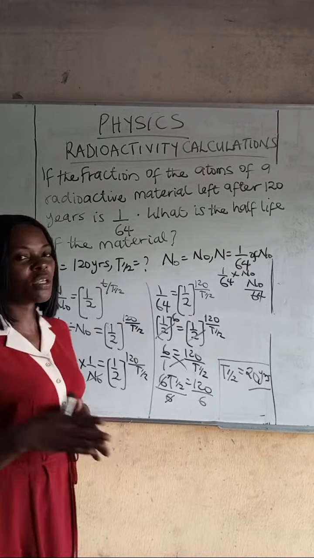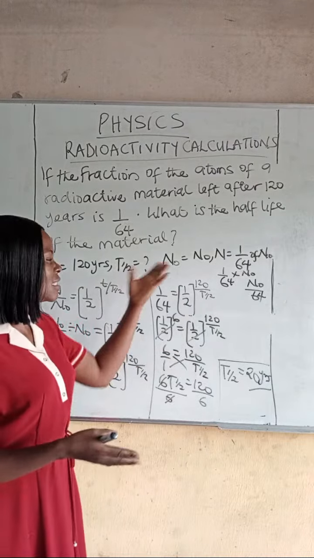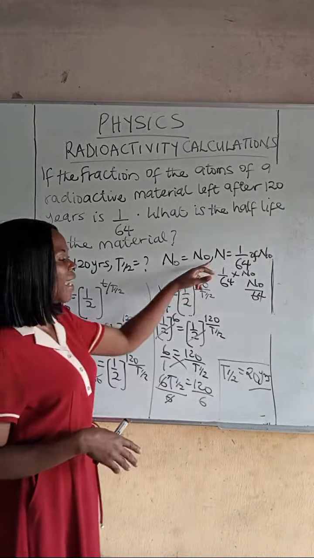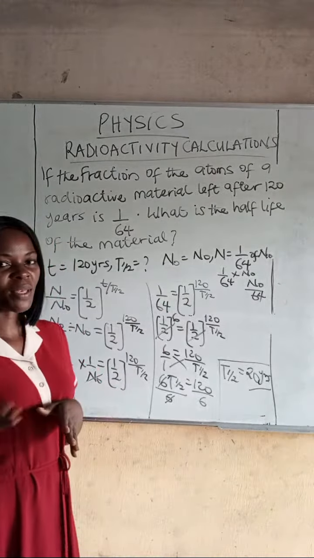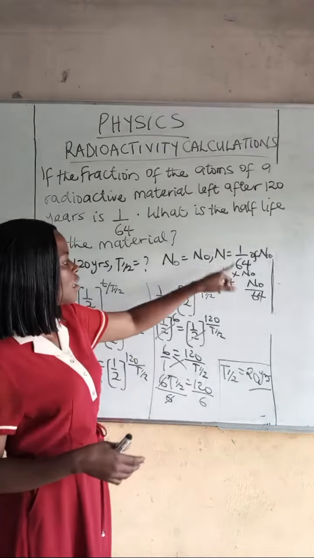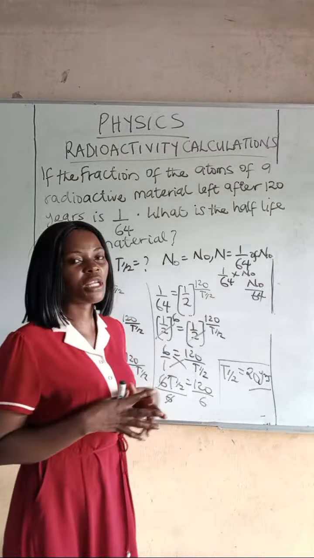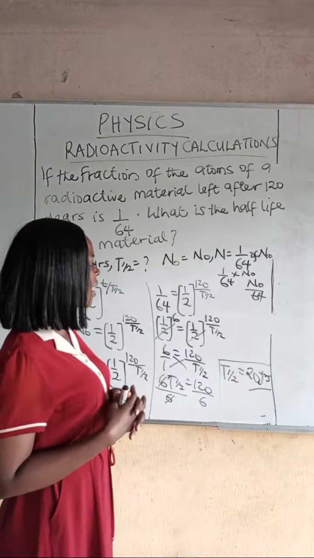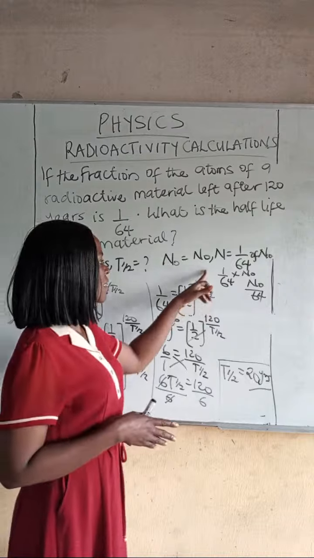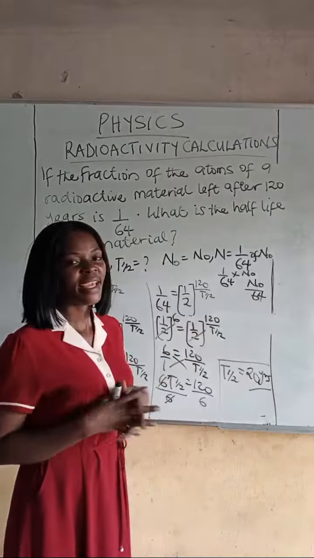So since you are not given, we now assume that our original number of atoms is N naught. With that being said, what's my N? My N is the number of atoms left or remaining after decay. They gave us the fraction, which is 1 over 64 of the original number of atoms. So this is 1 over 64 times N naught. By the time you multiply, it becomes N naught over 64. That becomes my N.